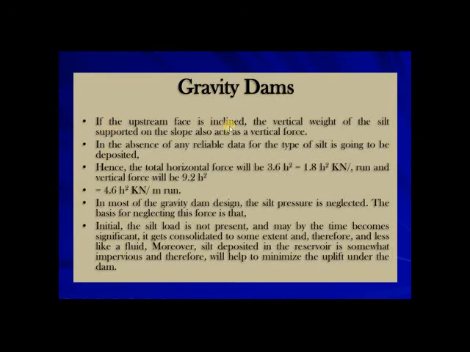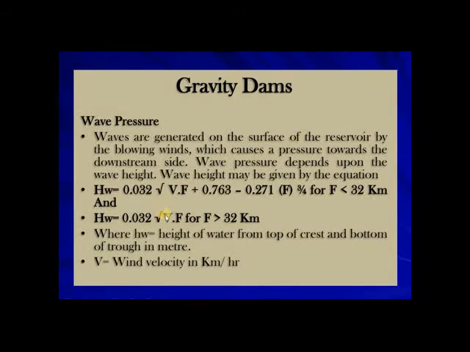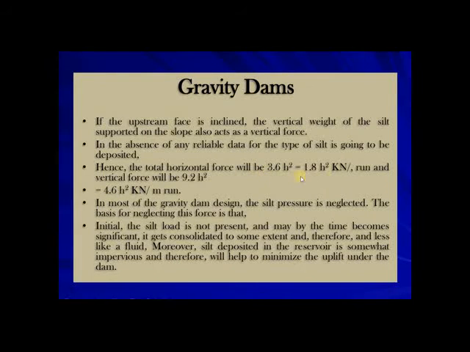If the upstream face is inclined, the vertical weight of silt supported on the slope can act as a vertical force. In the absence of any reliable data, we assume the type of silt that is going to be deposited. So the total horizontal force will be equal to this one, and the vertical force will be equal to this one. So we can see the total horizontal force, this is the wave pressure, and that is the silt pressure.